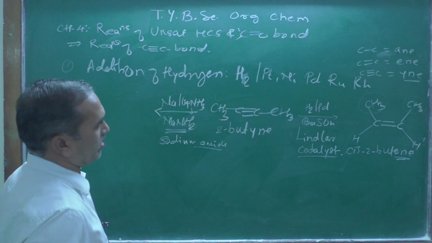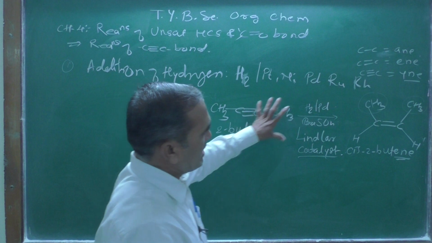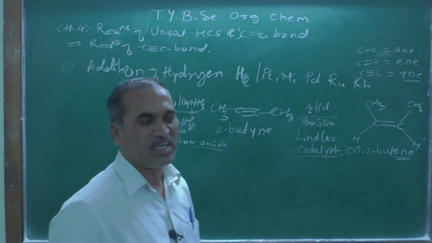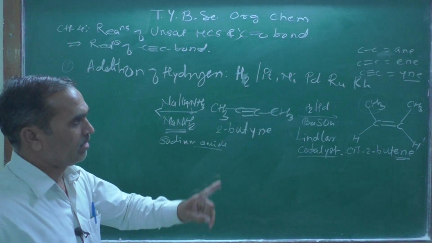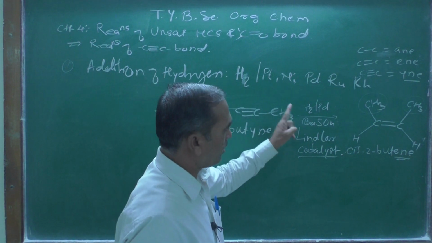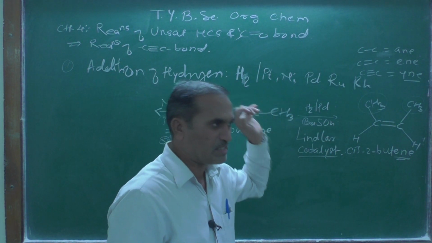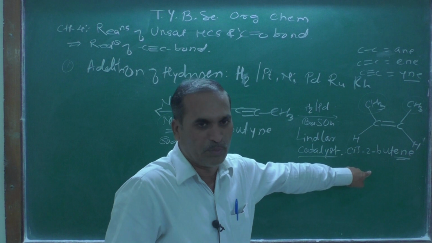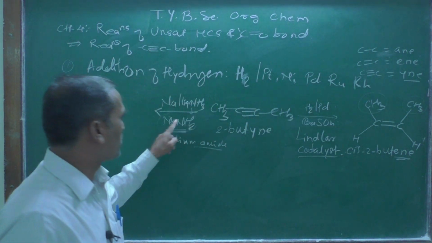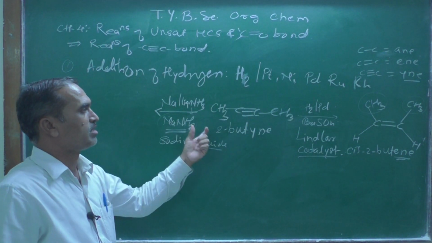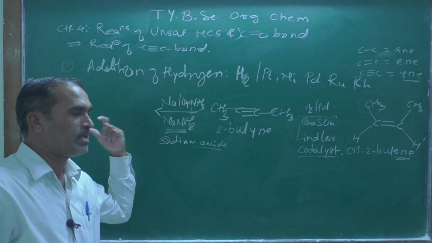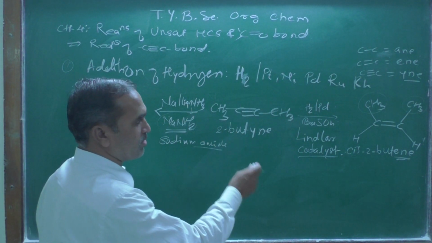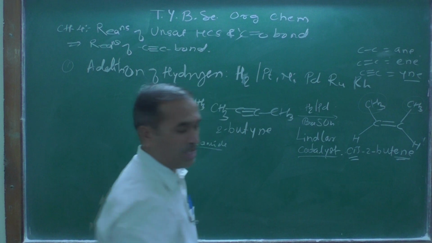And what is happening there? The reaction is exactly opposite to the Lindlar catalyst. Whatever Lindlar catalyst gives, specifically selectively cis-2-butene, whereas this Birch reduction gives the reaction exactly opposite. Exactly opposite means here is a cis isomer we are getting.